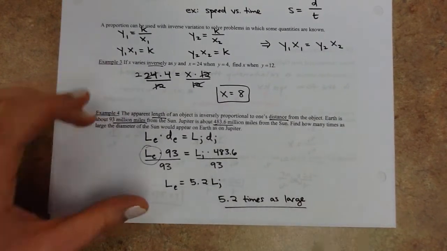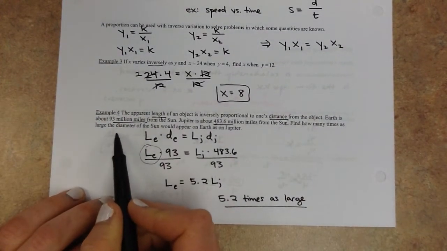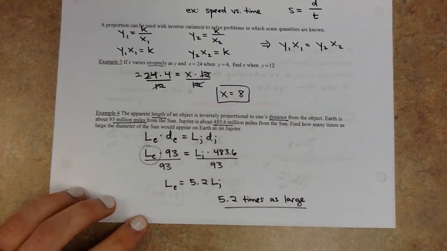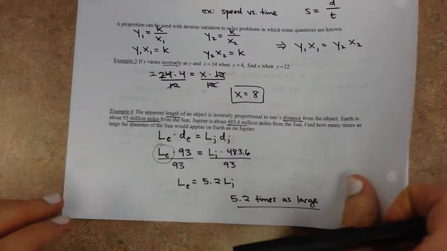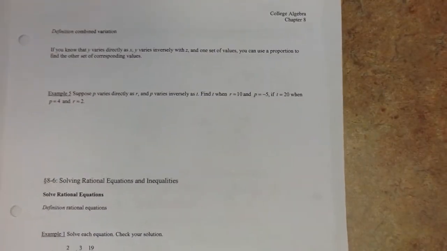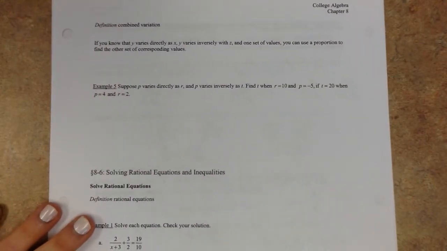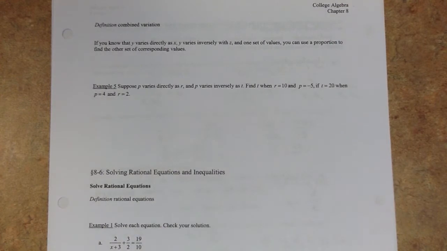So to answer that last question, how many times as large would it appear on Earth as on Jupiter? It would appear 5.2 times as large, just setting up that proportion. Okay, last thing we're going to look at is combined variation. It's exactly as it sounds. It's a combination of direct and inverse variation.